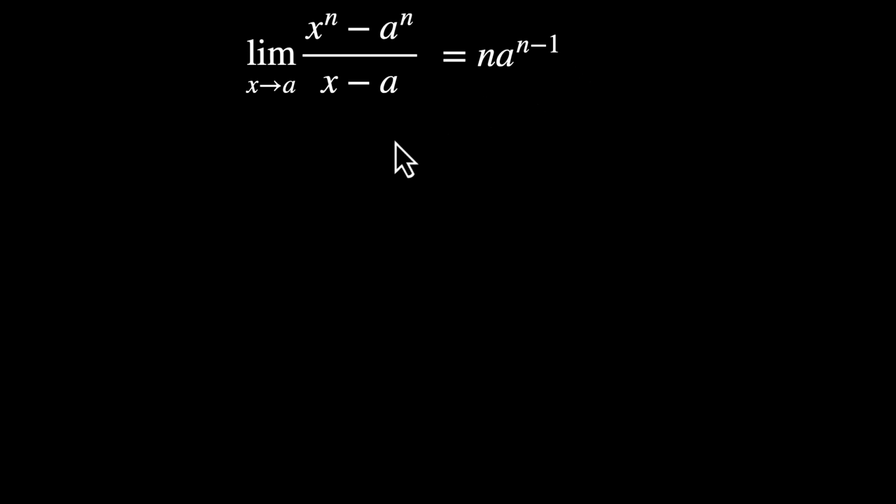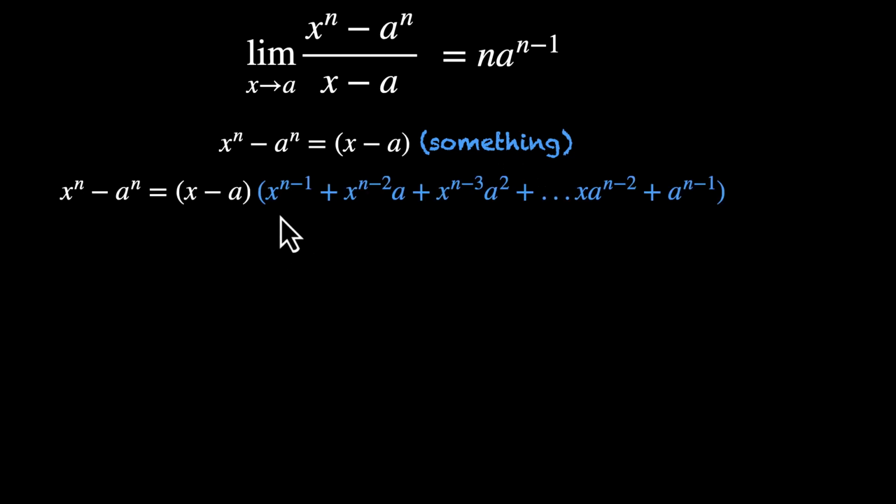Let's prove this. Interestingly, x^n - a^n has a factor x - a. That's always the case. So x^n - a^n is equal to (x - a) times something. This is a factor. And what's that something? Well, that's equal to x^(n-1) + x^(n-2)a + x^(n-3)a^2, and so on till a^(n-1). The powers of x decrease and the powers of a increase. So if you multiply these two, you will get x^n - a^n.